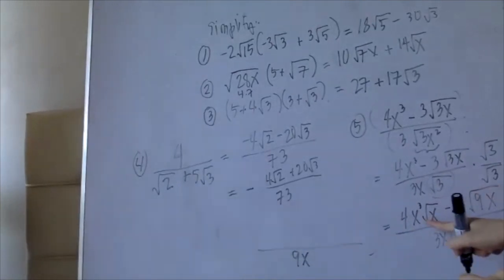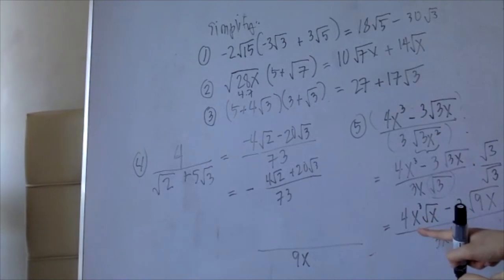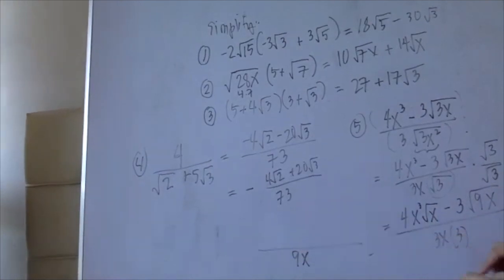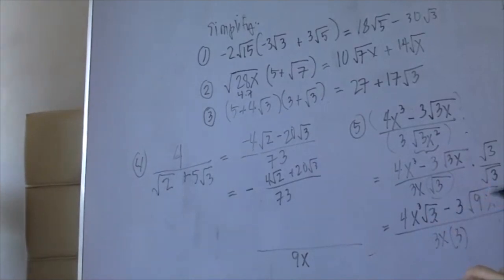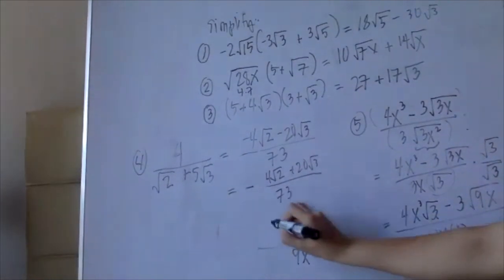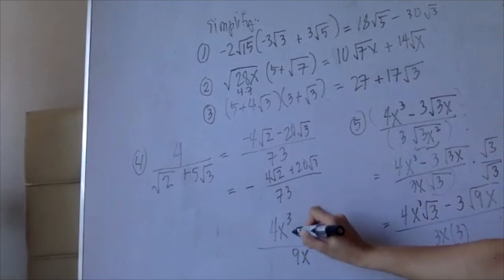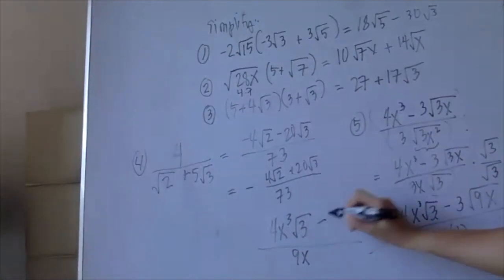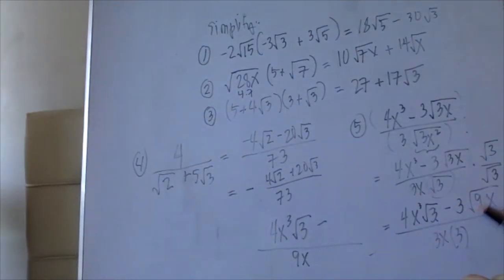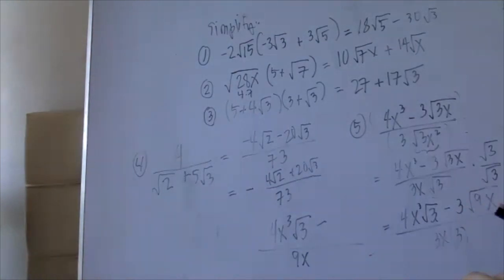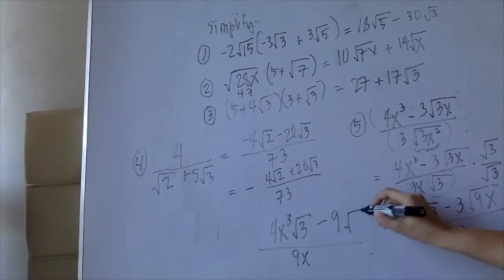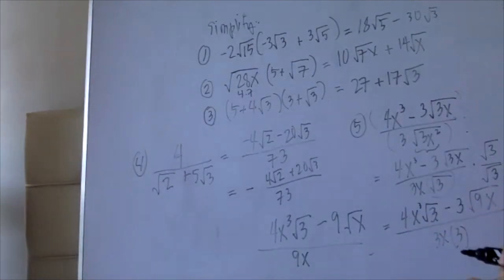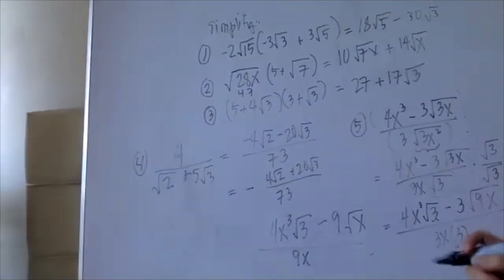Okay? How about this one? Masi-simplify pa ba to? Hindi na. Ay sorry guys, 3 to, kasi distribute ko to. Masi-simplify pa ba to? Hindi na. Yan na yun: 4x cubed square root of 3. Minus, ito pwedeng ilabas yung 3, right? So pag nilabas ko yung 3, may iwan sa loob is x. 3 times 3, that's equal to 9 square root of x. Okay? Yan na yung final answer natin.